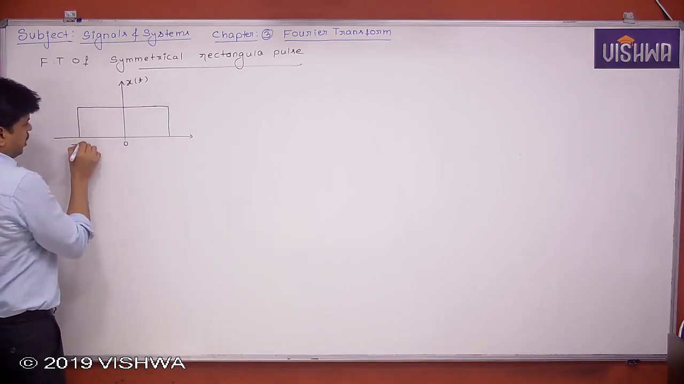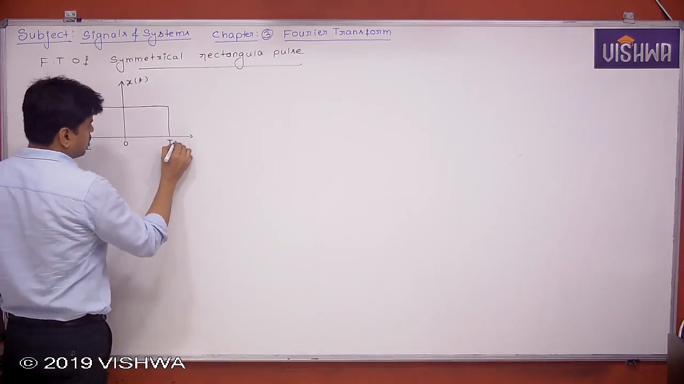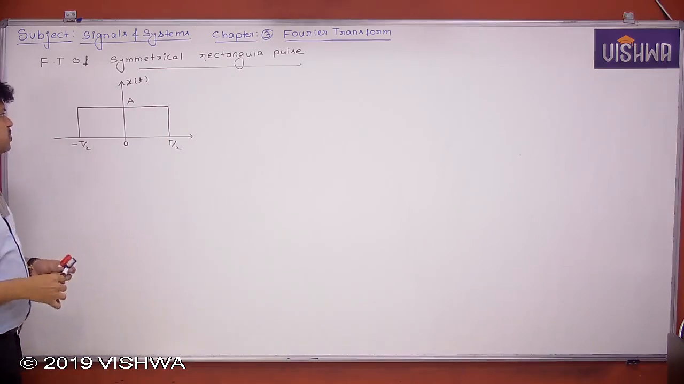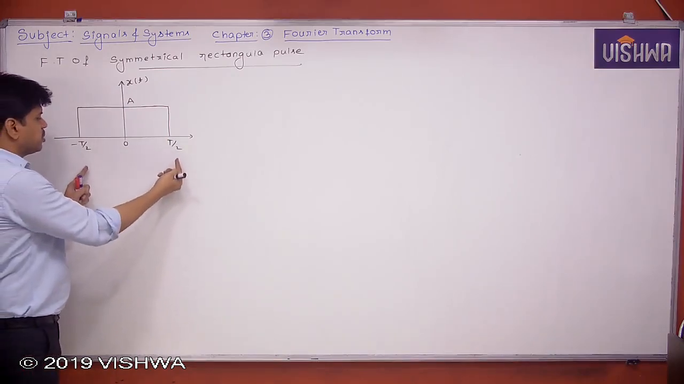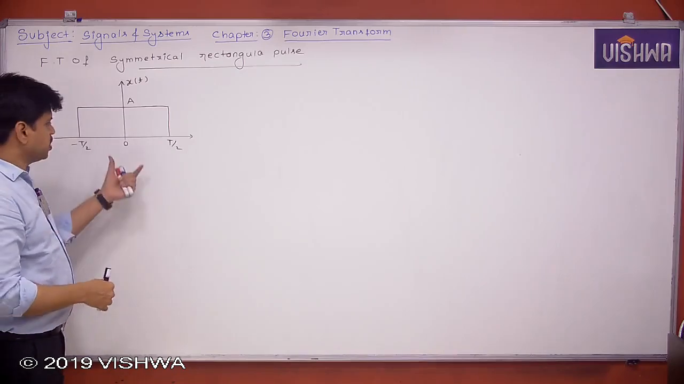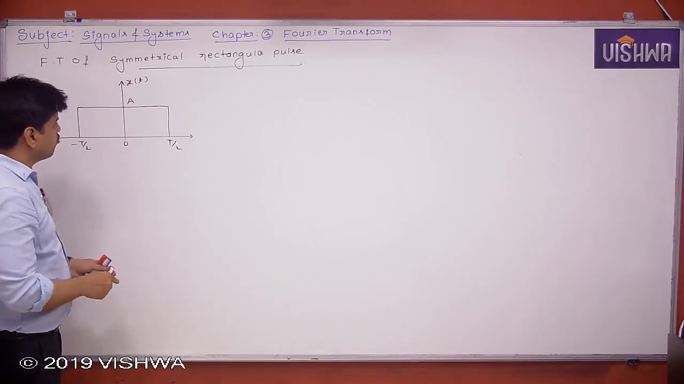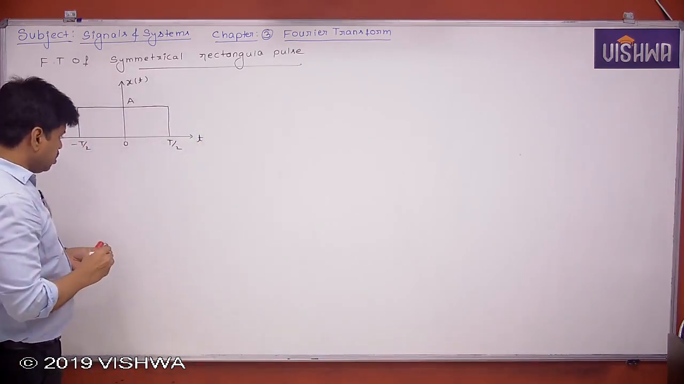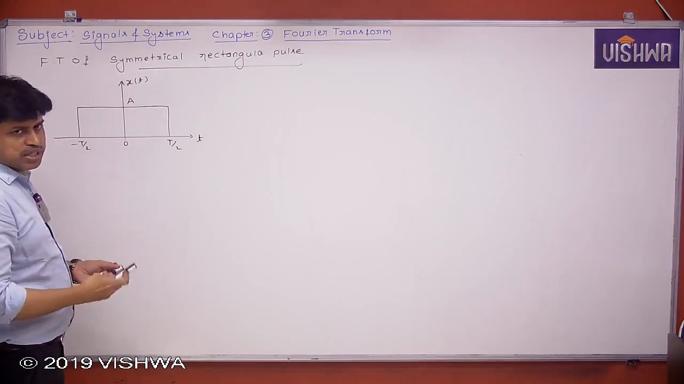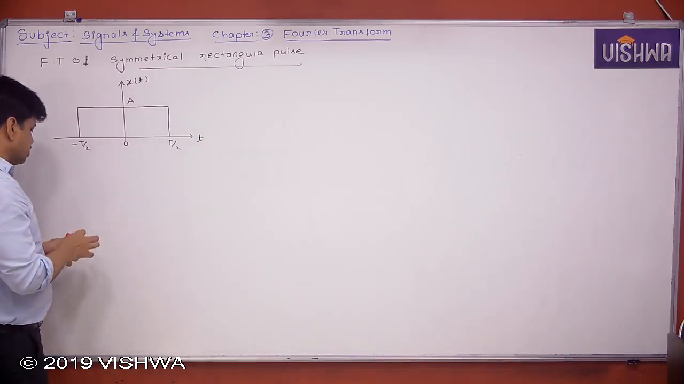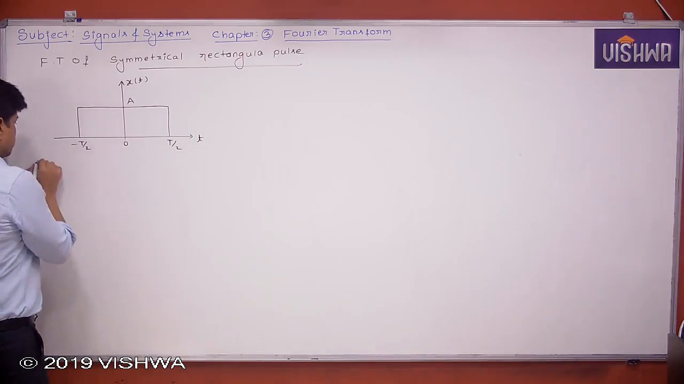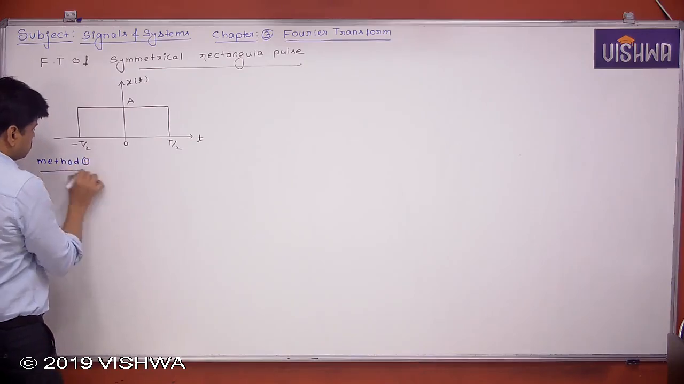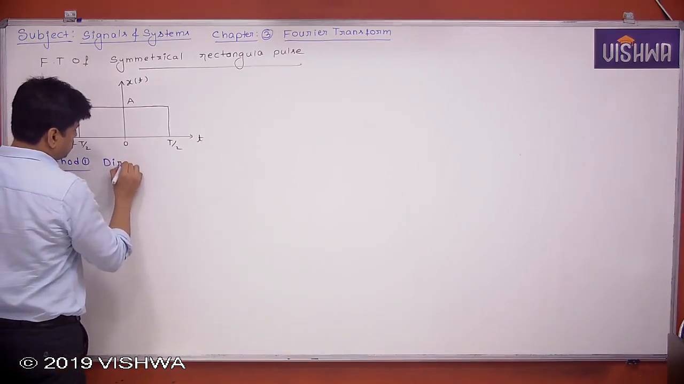So let's say from minus T by 2 to plus T by 2, with height A. If I ask what is the width of this rectangular pulse, that is nothing but capital T. So this is the signal x of t that is given. For this signal, we have to calculate the Fourier transform. How can we do that? I will go through both methods. Two methods we have. Method 1 is the direct formula.